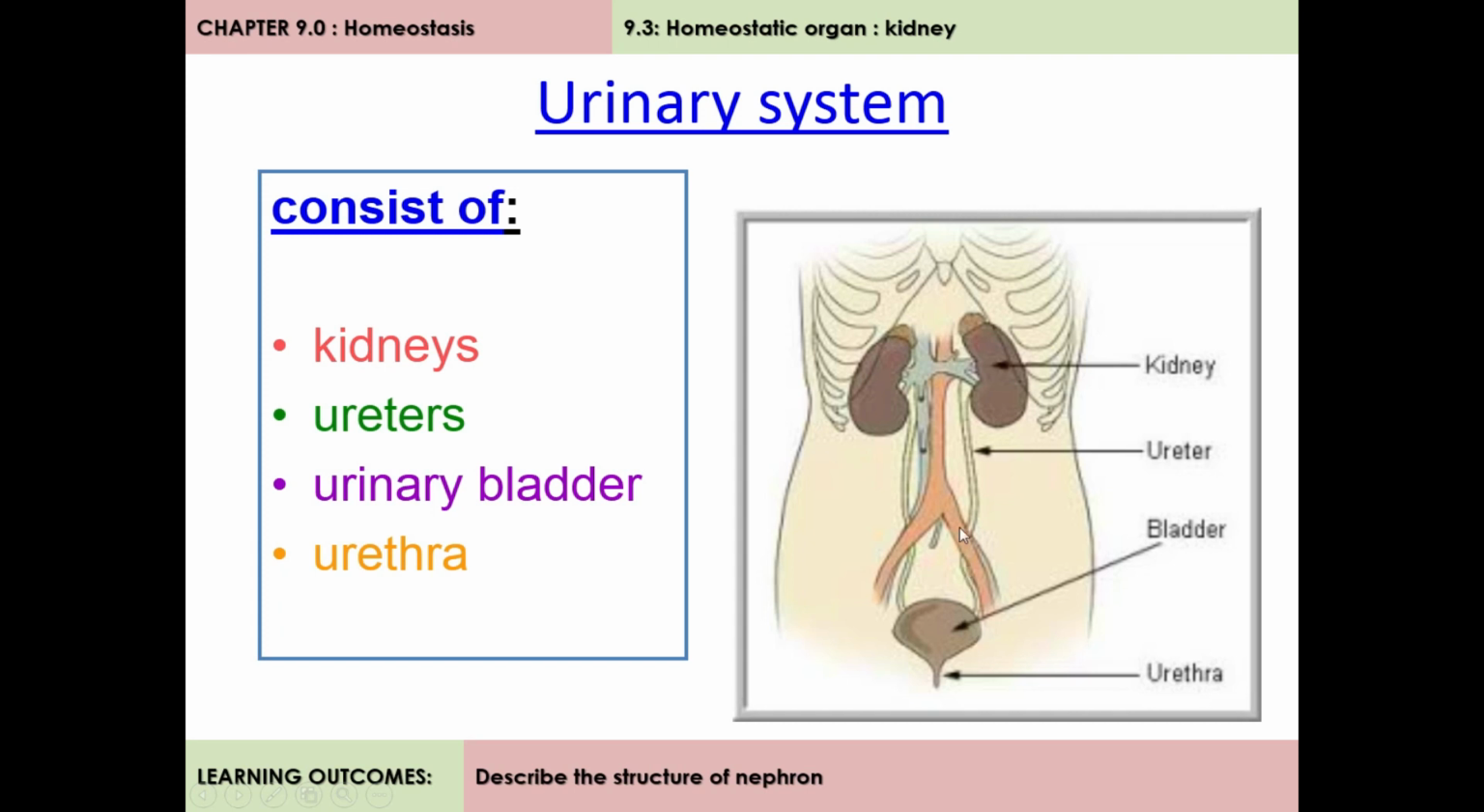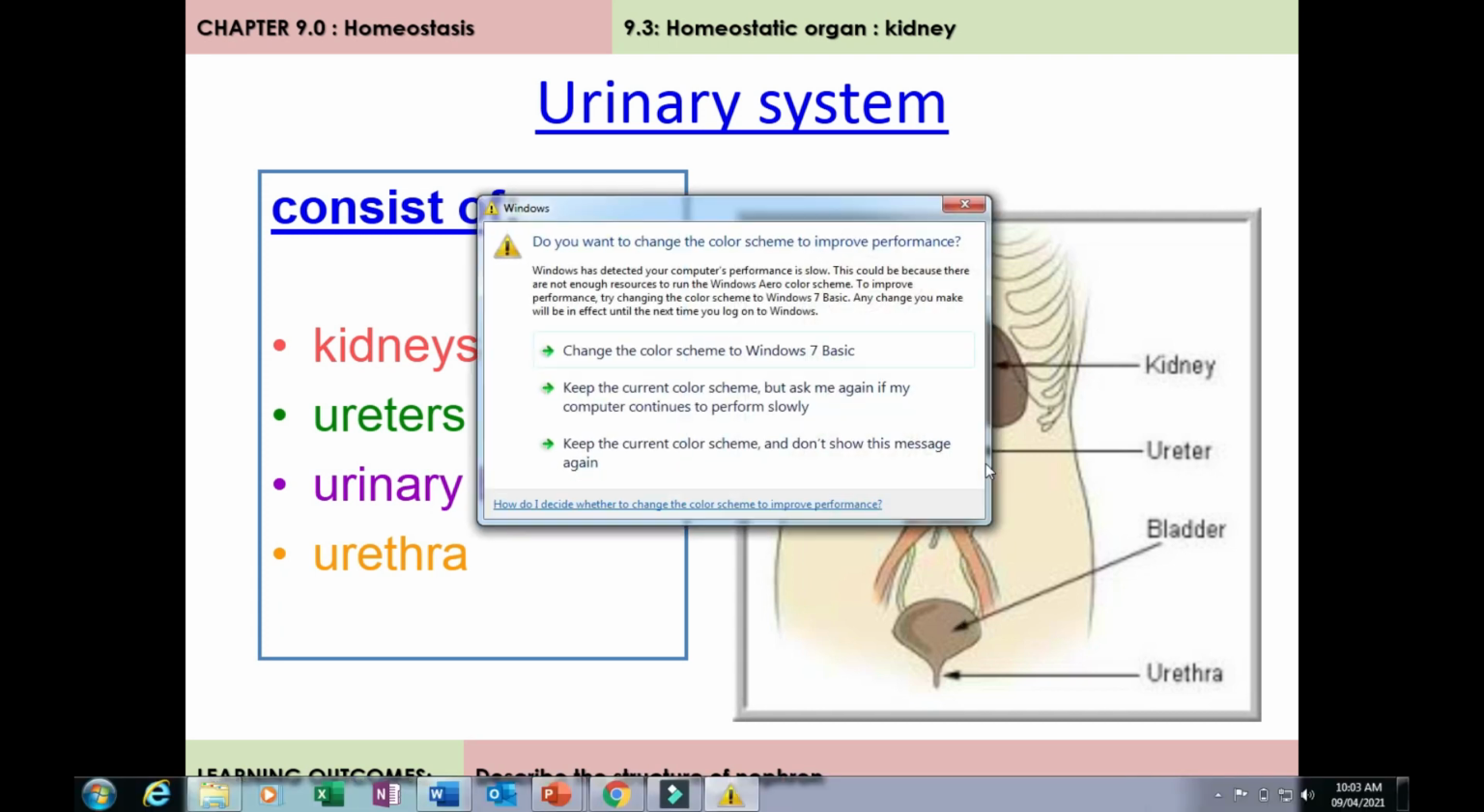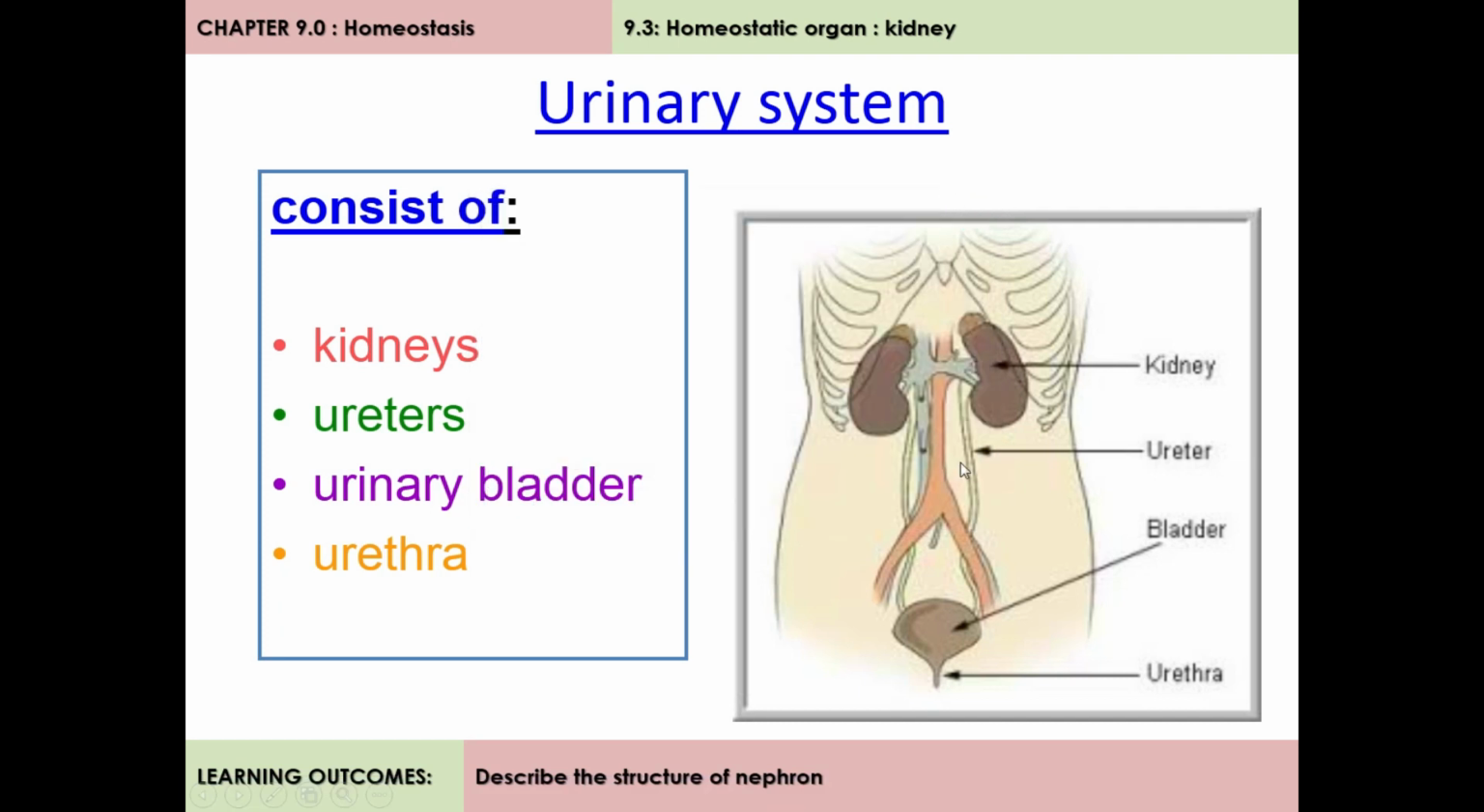Repeating again: the kidney is a pair of bean-shaped organs located in the region of the lower back. The first function of the kidney is the formation of urine. Urine will be sent to the bladder via the ureter, and then the urethra is the duct through which urine leaves the body.